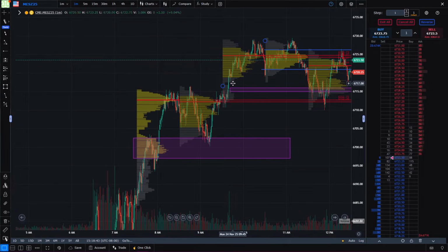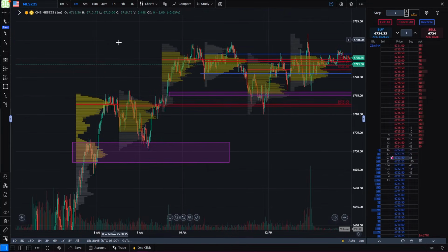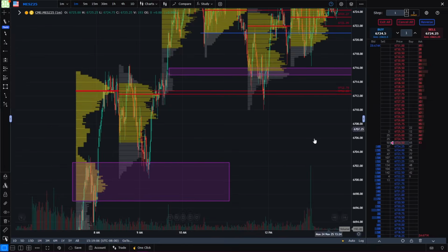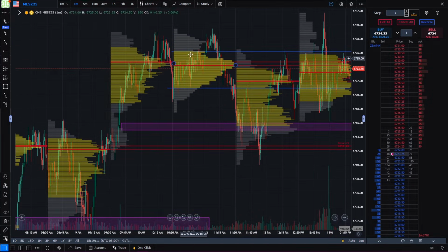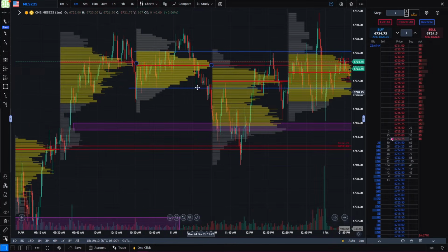There's a tail down here. And then as time goes on, the market starts to develop more value in this area. So there are a lot of contracts traded between 67.26 and 67.18. Then we have 67.20, 67.26. The market pushes down a little bit, and we can see here on this volume profile that as the market pushed down, it came back up to retest the value area low.